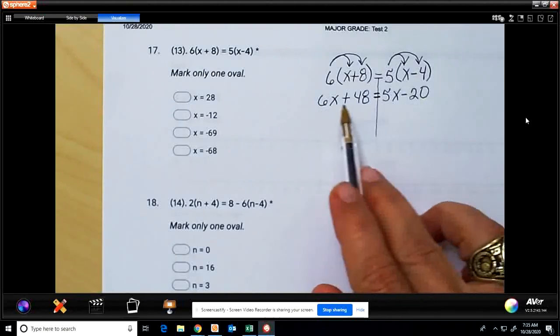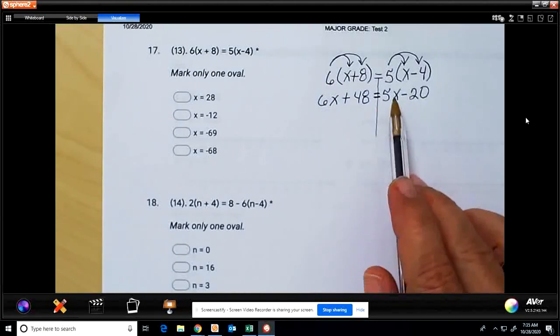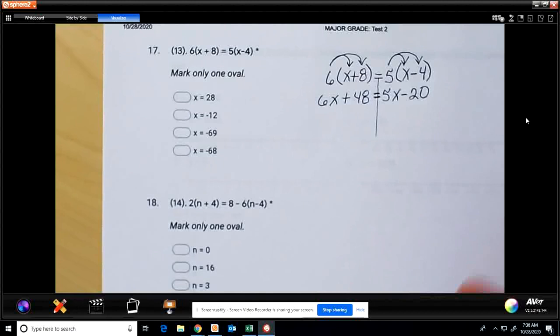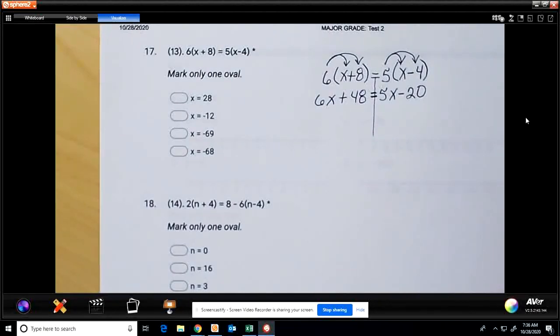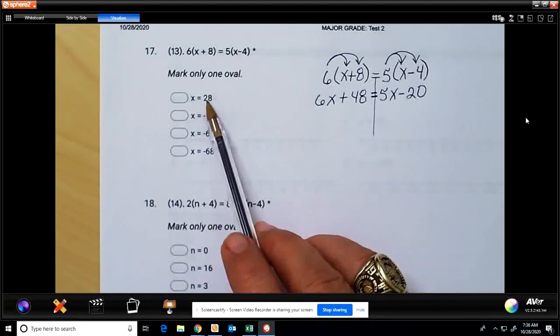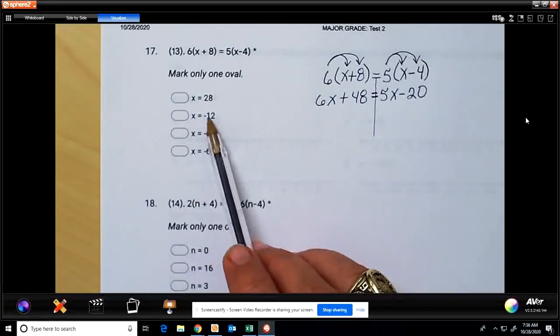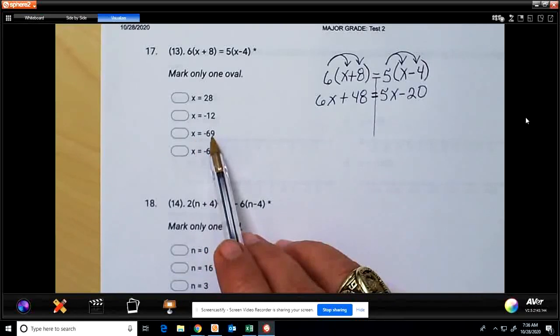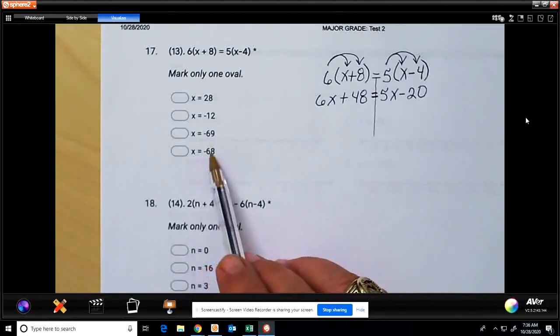Now this problem is like the problems that we did in the past. You're going to get all your x's on one side, get your numbers on the other, and then solve for x. So your answer choices are x equals 28, x equals negative 12, x equals negative 69, and x equals negative 68.